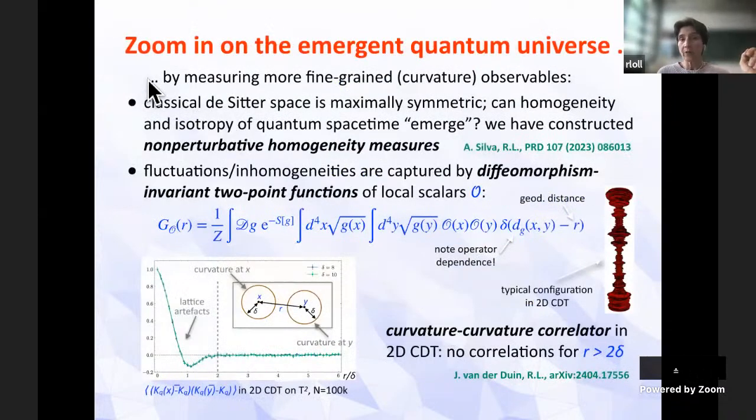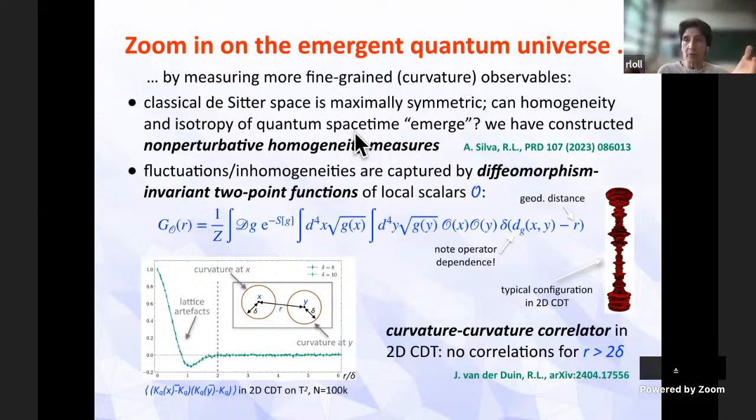So here's my next to last slide. Where do we go from here? We are confined to these very global observables. So how can we ever connect to anything that has a flavor of local geometry? Well, we have to look at more fine-grained observables, and this new notion of curvature helps immensely. I give you two examples of observables we are looking at. The first one is an observable that will enable us to make a quantitative statement about how homogeneous and isotropic our crazy quantum universe is.